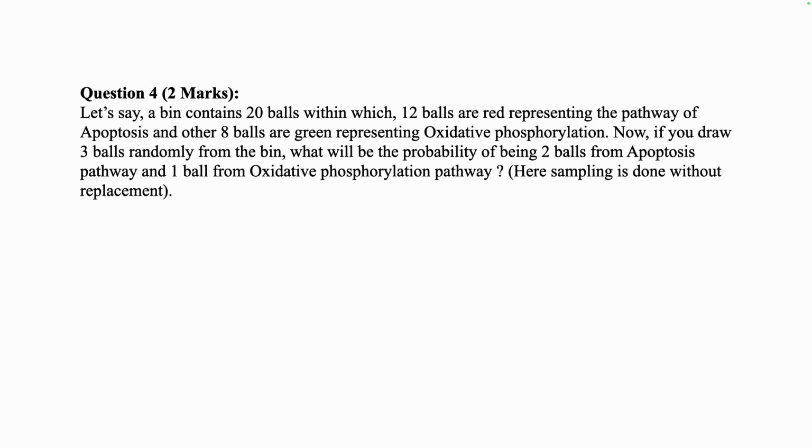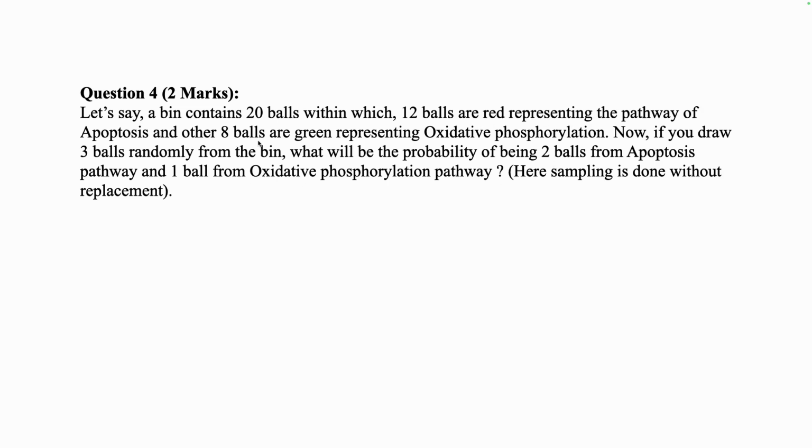Question number 4. Let's say a bin contains 20 balls, within which 12 balls are red, representing the pathway of apoptosis, and 8 balls are green, representing oxidative phosphorylation. Now if you draw 3 balls randomly from the bin, what will be the probability of getting 2 balls from apoptosis and 1 ball from the oxidative phosphorylation pathway? So basically 2 red balls and 1 green ball.